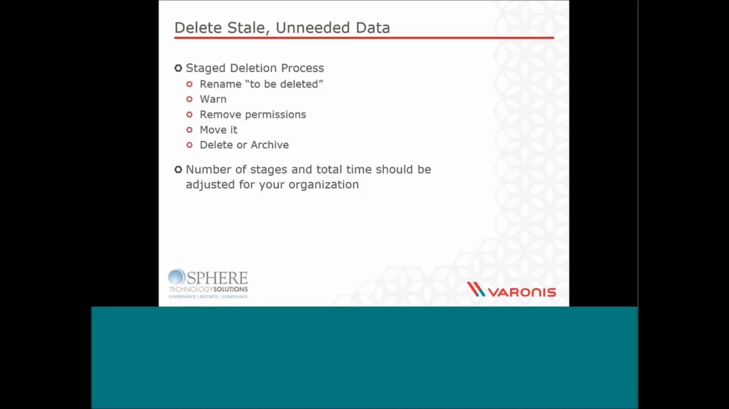The first one is rename it to warn people that this is going to be deleted. And then you actually send out some emails telling them what's going to be happening to this folder as a second step. And then we remove the permissions so that, if someone didn't get those two messages, now they've got the message that, well, they can't access it anymore. And then we'll move it to a different place so that, okay, it's gone, and then if no one's complained at that point, we'll just delete it. But, it varies on the organization.